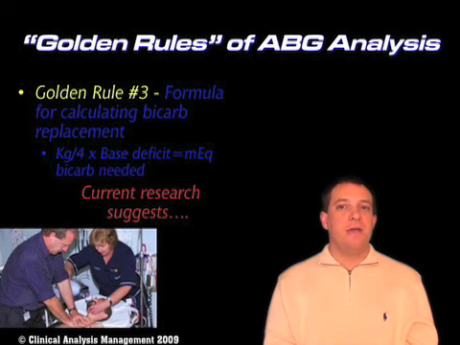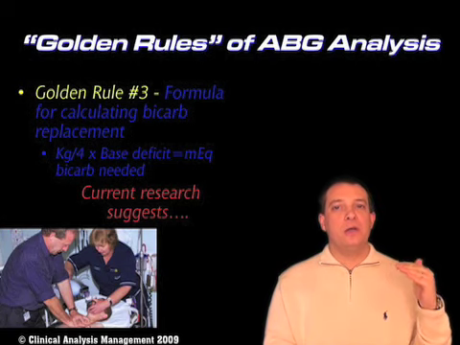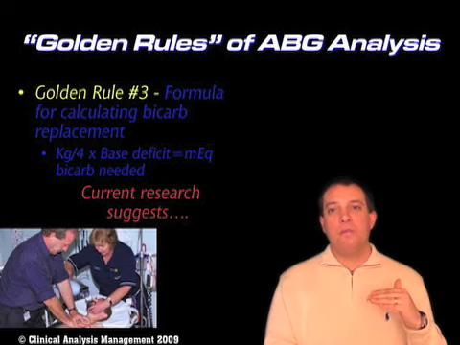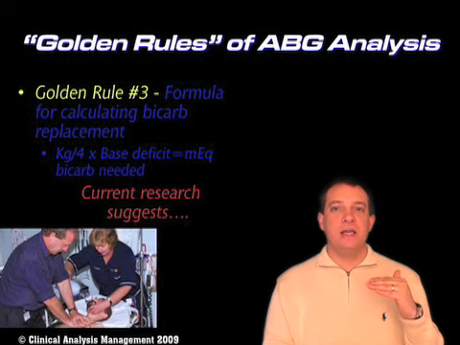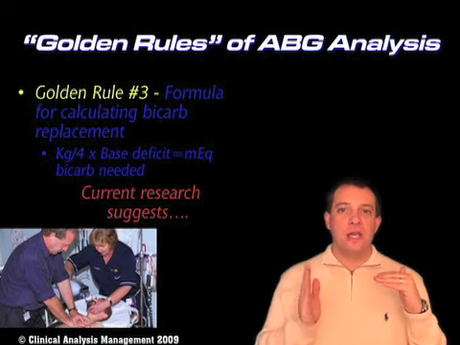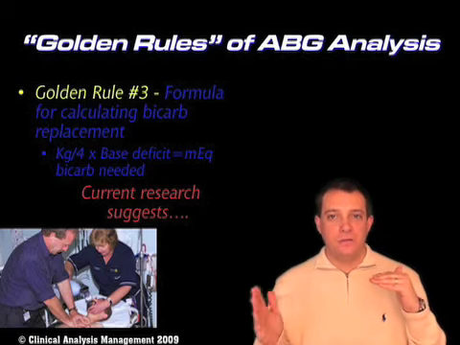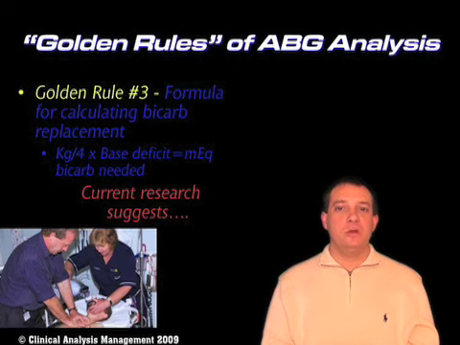So for instance, if I had a 100 kilo patient, 100 kilos divided by 4 would be 25. And let's say they've got a base deficit of 10. We just use the absolute value of 10. So 25 times 10 would be 250. So that patient would need 250 milliequivalents of bicarb to get them back up to normal, or 5 amps.